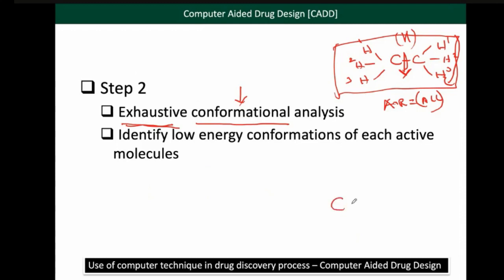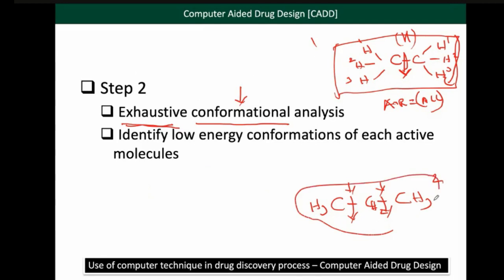So if we take another example, methane, ethane, propane, so CH3, CH2, CH3. Now the number of rotatable bonds increased. In the previous case, we had only one rotatable bond. In this case, we have two rotatable bonds. So we can rotate with respect to this bond and with respect to this bond simultaneously. So if you generate all possible conformations with all possible rotational angles of degree, then that is what is called the exhaustive conformational analysis.